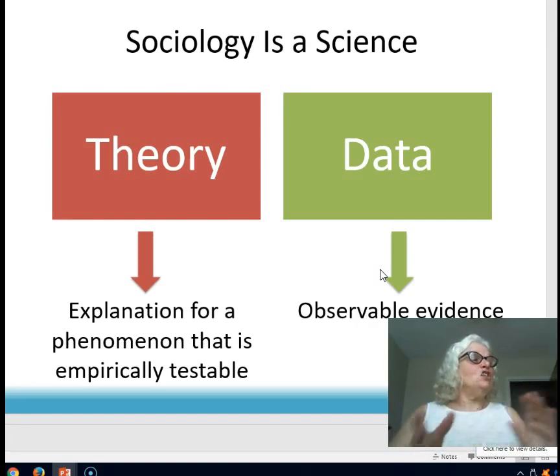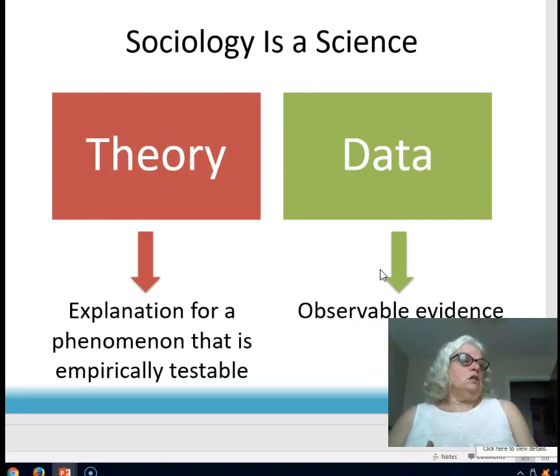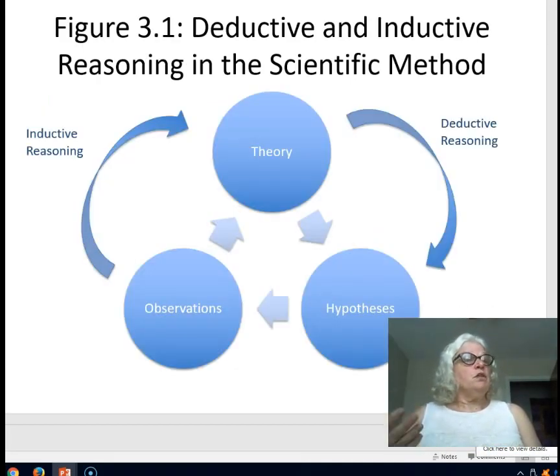Social exchange as far as husbands working and wives maintaining the home and the old traditional family. There was a social exchange that goes on. We look at those theories to give us explanations for what's going on. So we use theory to drive our hypothesis, which guide our observations.